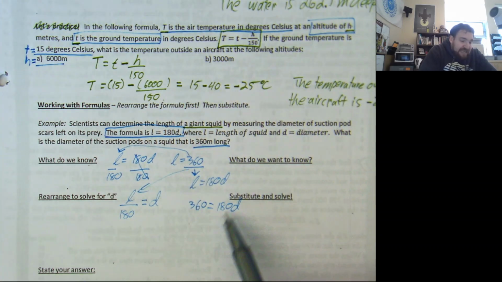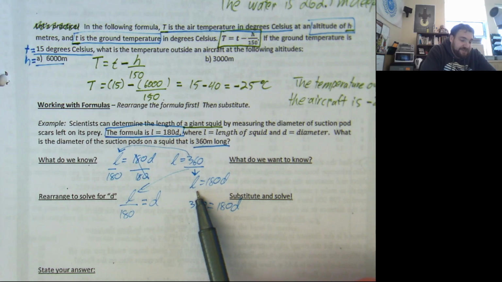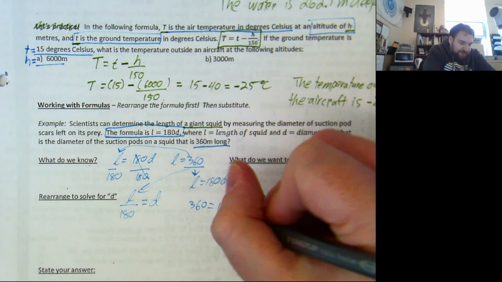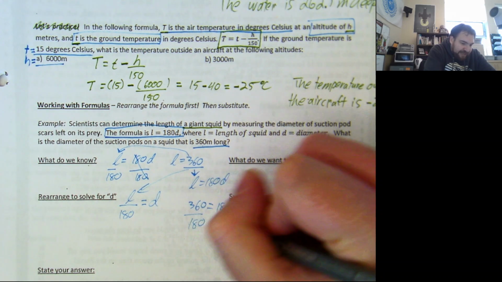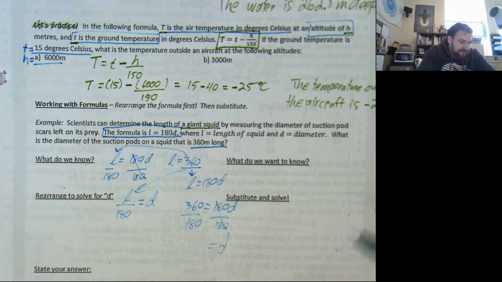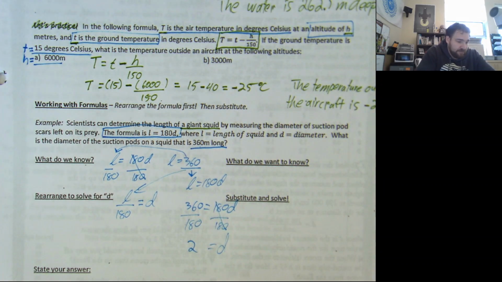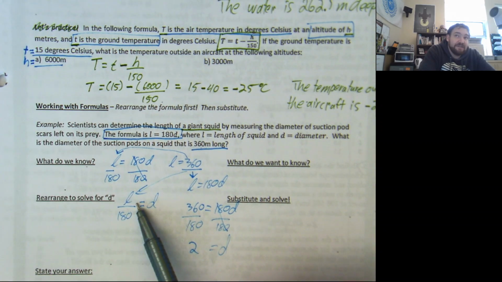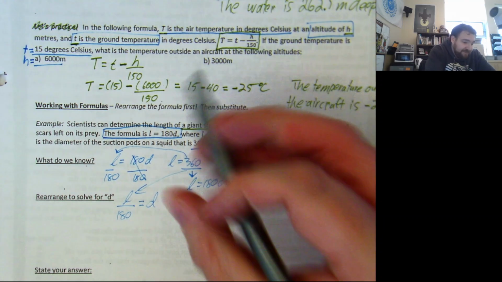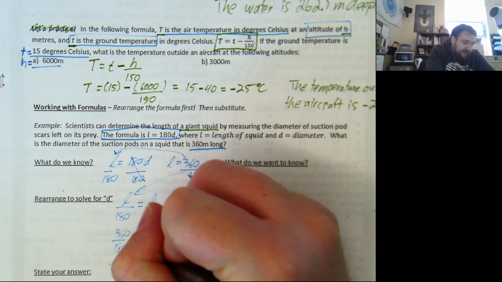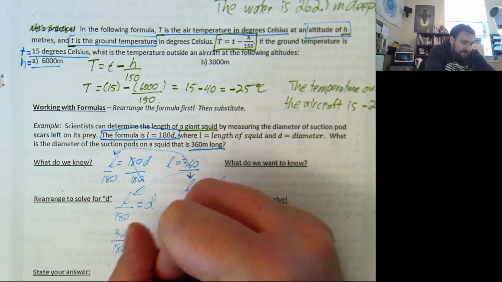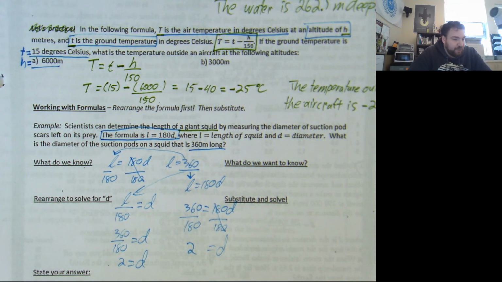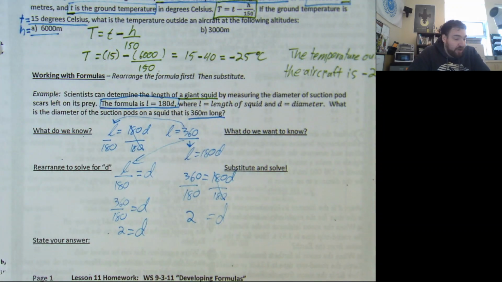Either way, if I do it this way, I substitute the 360 in for L, and I want to solve this thing for D, so I'm going to divide by 180, I'm going to divide by 180, and we're going to get D equals, I'll give you the value for this, 360 over 180 is the same thing as 36 over 18, which is 2. Or likewise, if I set it up like this, and then plug the 360 in, I'm still going to get 360 over 180 equals D. Either way, we're going to get that D equals 2. Presumably, if this is a 360 meter long squid, this is 2 what?